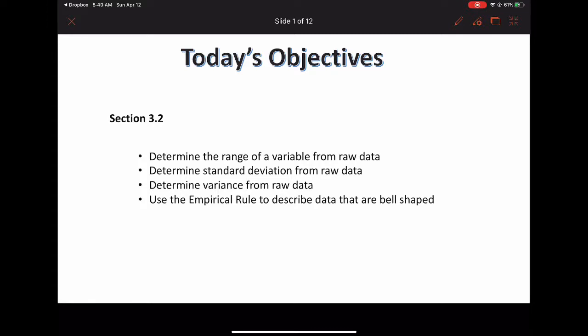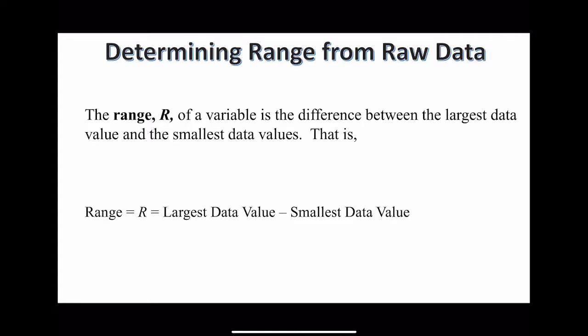So let's get started. The range of data is pretty much exactly what it sounds like. It is the difference between the largest data value and the smallest data value, and it tells you the range. So you just take the largest value and subtract the smallest value from it, and ta-da, you have it.